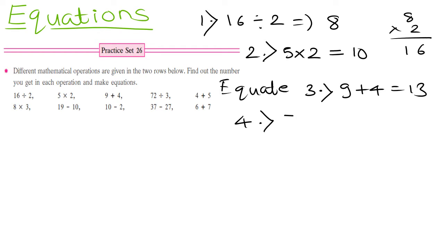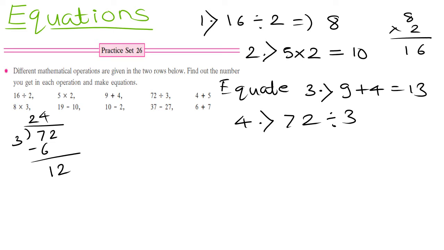Fourth one, 72 divided by 3. For this, you carry out division to avoid any kind of mistakes. 7, 3 twos are 6, so subtract 6, then you get 1 and you get 12. See what we did, 3 multiplied by 2 is 6, we subtracted that, then we got 1, then we took this 2 down, and we know 3 multiplied by 4 is 12, so we get the remainder to be 0 and the quotient to be 24. Then fifth one, 4 plus 5 is 9.